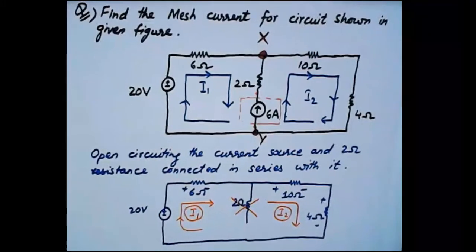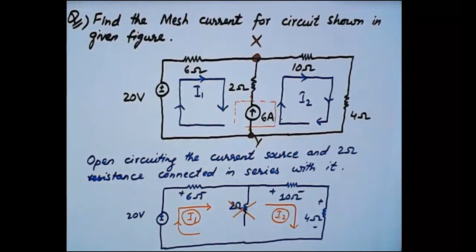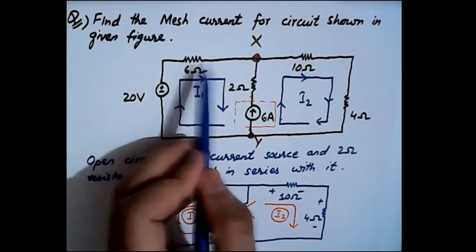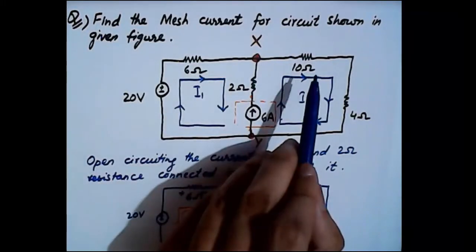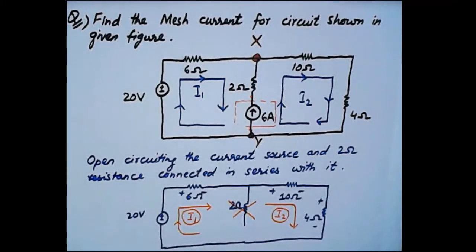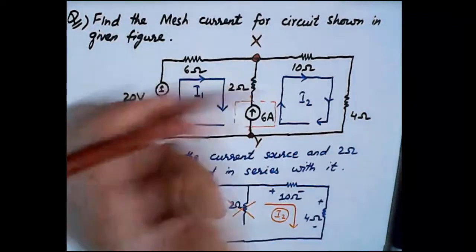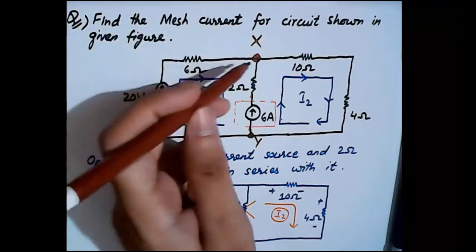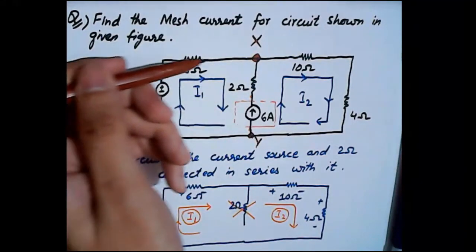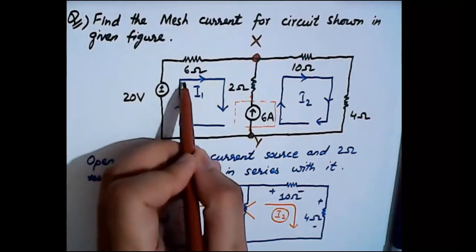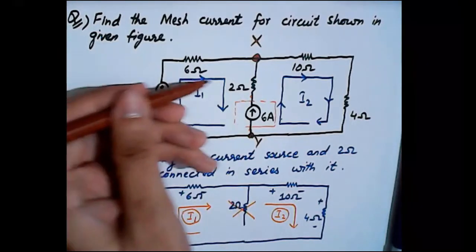So whenever we are applying KCL at node X, here you can see it involves three branches: the 6 ohm branch, 2 ohms branch, and 10 ohms branch. Now just focus here: how much current is approaching or leaving the node from this 6 ohms branch? The current is approaching in this manner. And what is the mesh current that is approaching? It's I1. I1 current is approaching towards the node.